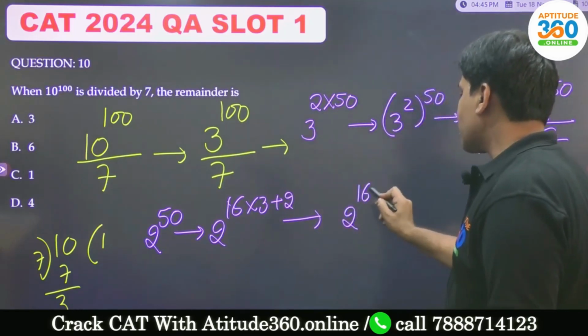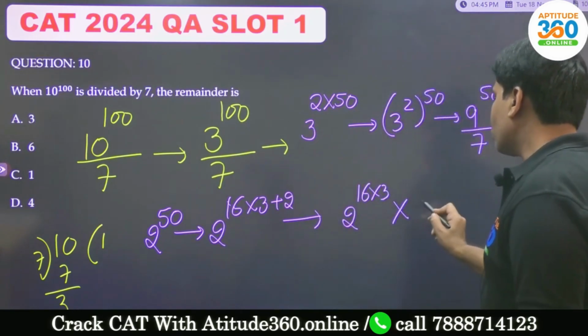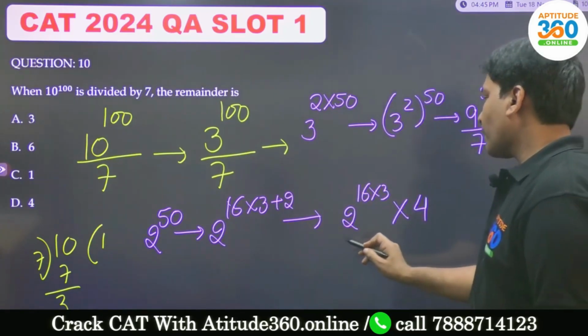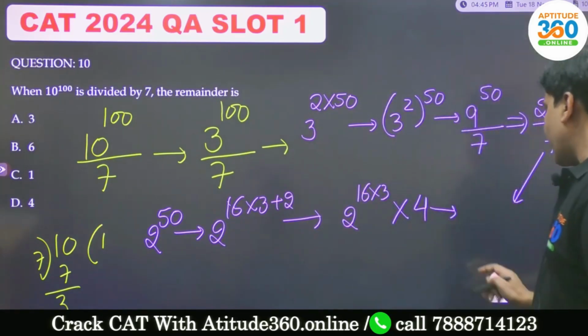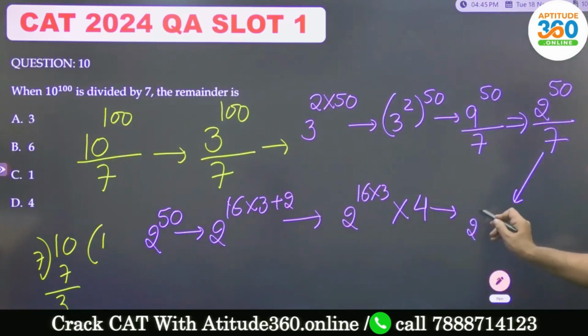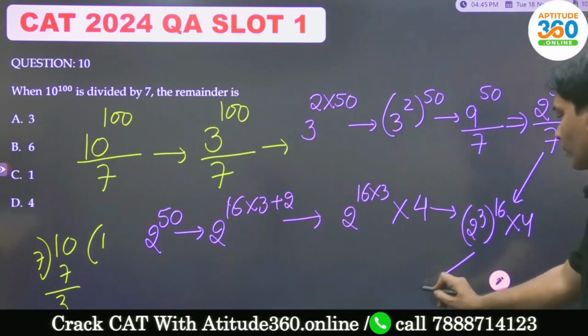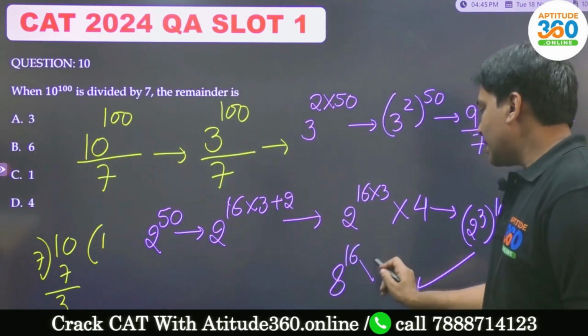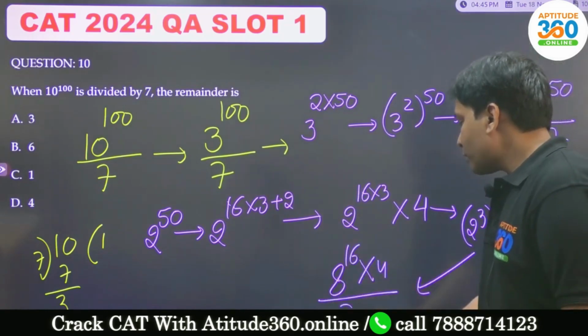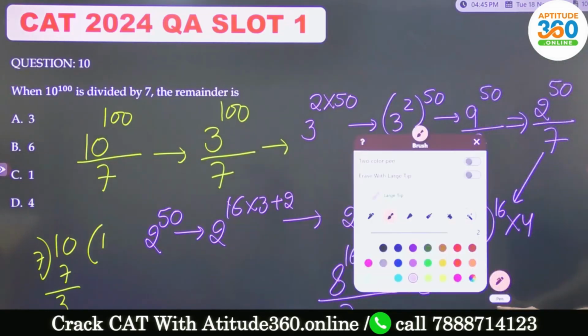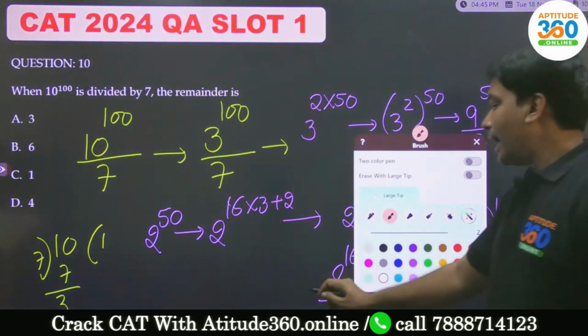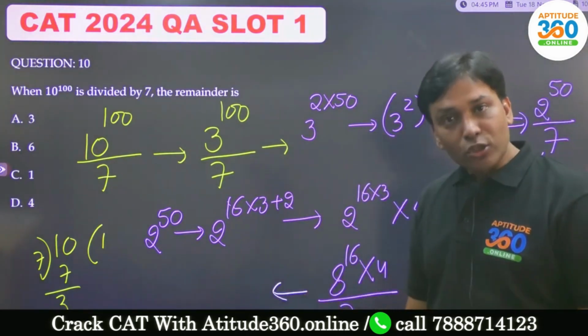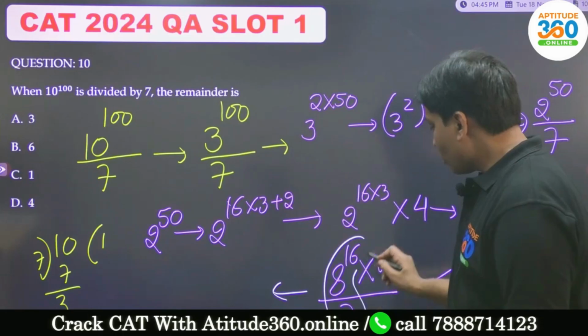So what does that mean? 16 into 3 into 2 raised to 2, that is 4. And then further you can write it down as 2 raised to 3 raised to 16, into 4. Further, 2 raised to 3 is what? 8. 8 raised to 16, into 4. Now this will have to be divided by 7, right? When 8 gets divided by 7, the remainder is 1. Over here the remainder is 1.